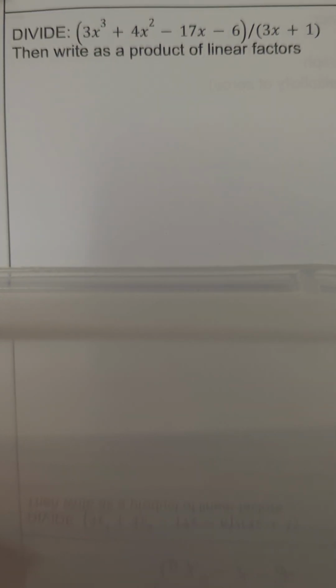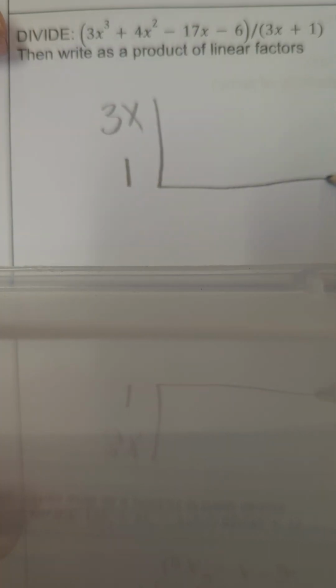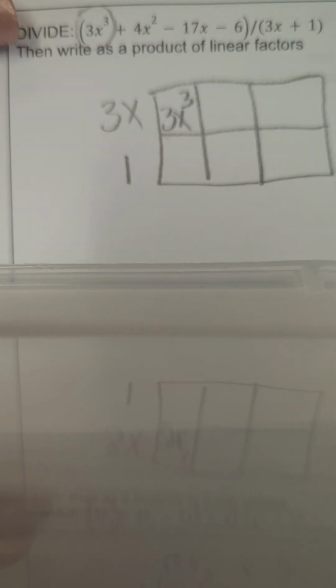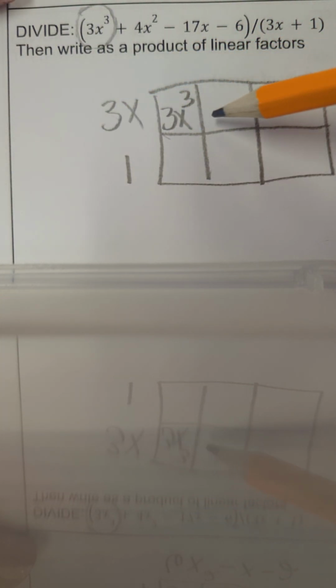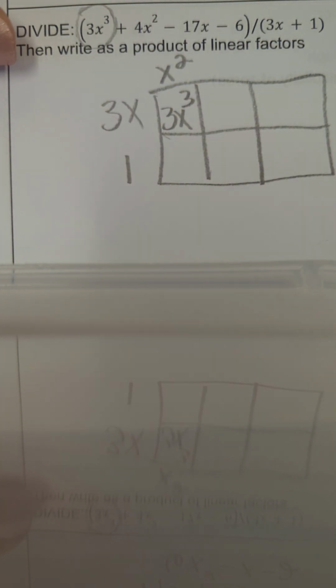So now we're going to do a division problem. So we are taking 3x plus 1, and we're going to divide that bigger polynomial. So the first one is 3x cubed. That goes inside the box. So now I'm thinking, what would go on the top of this box so that when I multiply by 3x, I get 3x cubed? So that would be x squared.